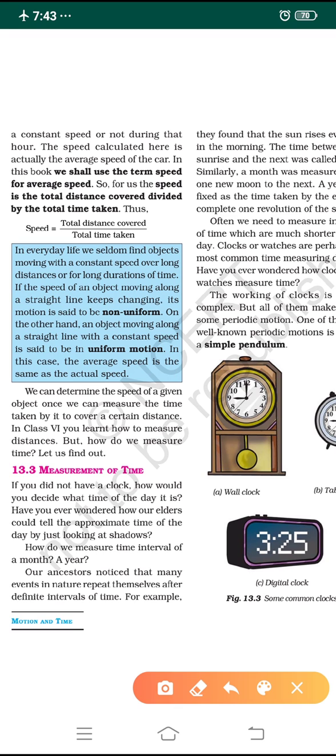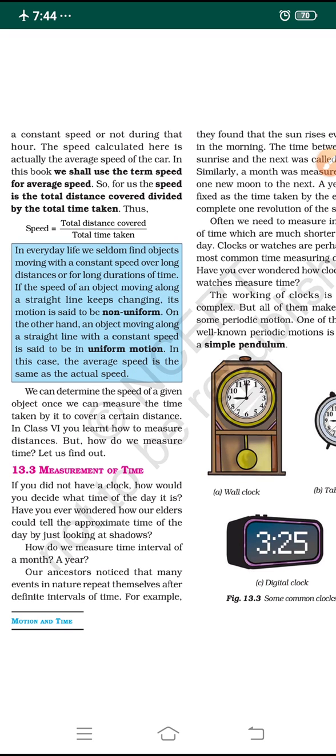We can determine the speed of a given object once we can measure the time taken by it to cover a certain distance. We have already studied how to measure distances. So how do we measure time? That comes under measurement of time. We measure time using different methods, approximately. In older days, they used to find the approximate time of the day just by looking at their shadows.